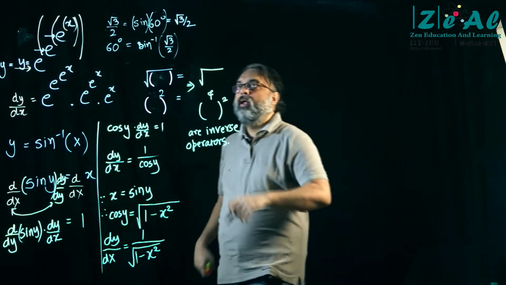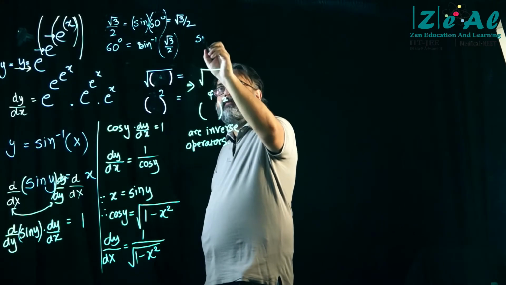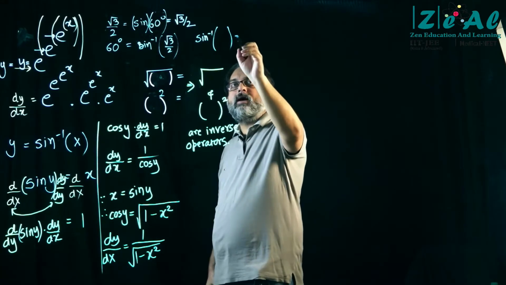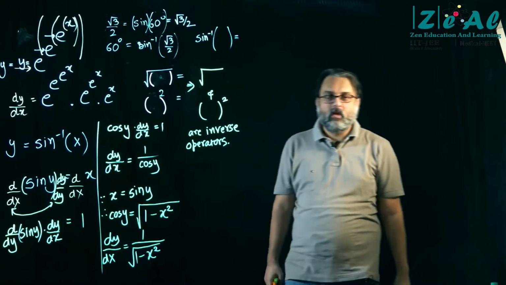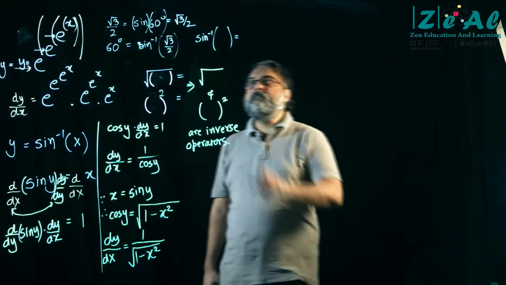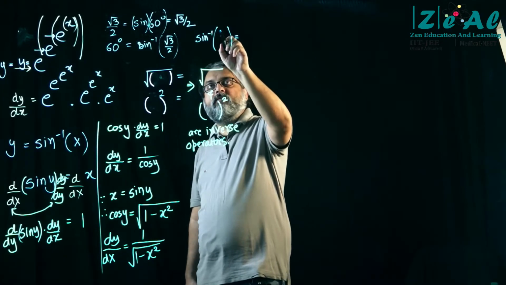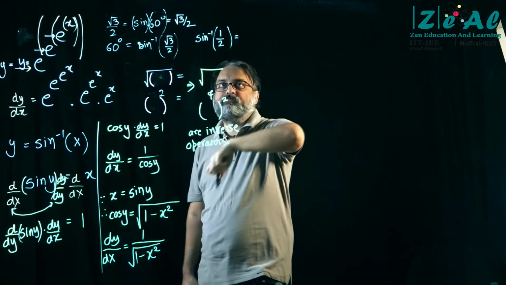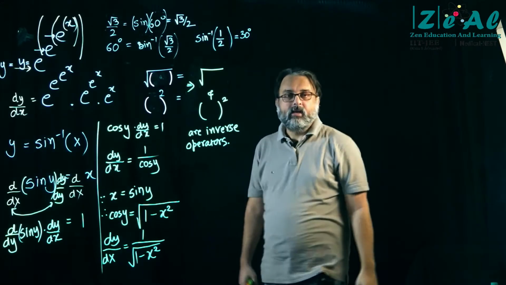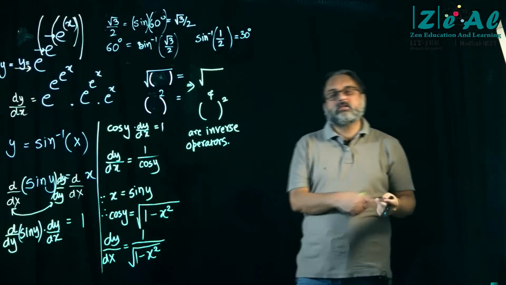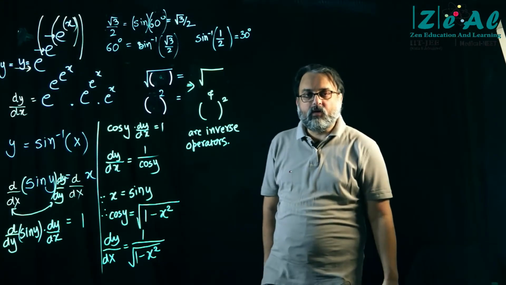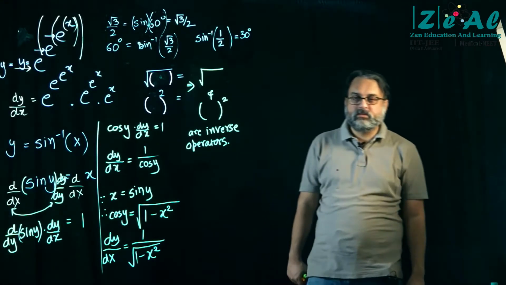बिल्कुल हो सकता है. तो साइन इनवर्स ऑपरेटर में नंबर इनपुट होगा और आंसर एंगल आएगा. साइन इनवर्स ऑफ हाफ is equal to 30 degrees. Why? Because sine of 30 degrees is equal to half. Okay, these are called inverse operators.